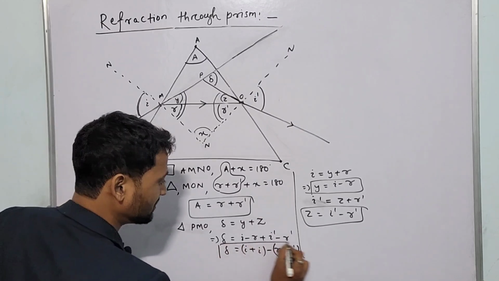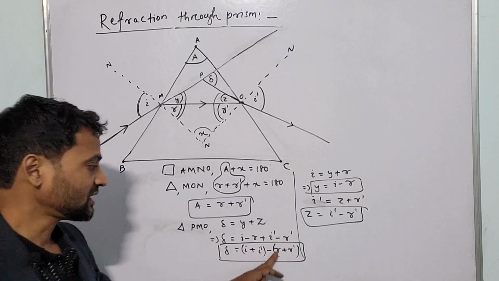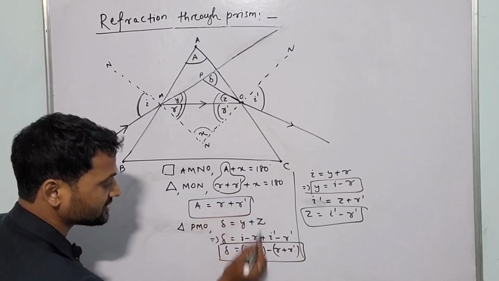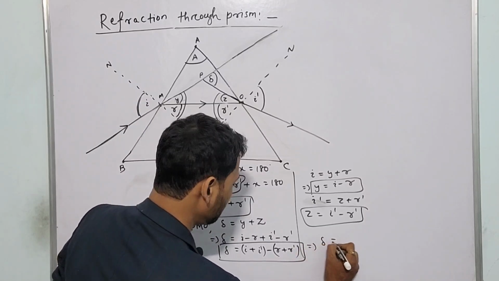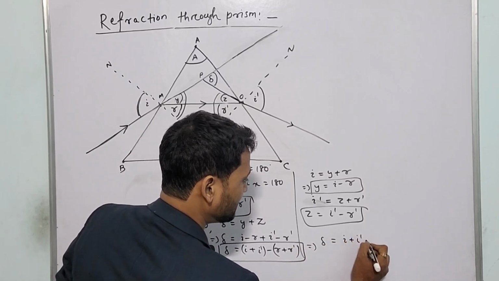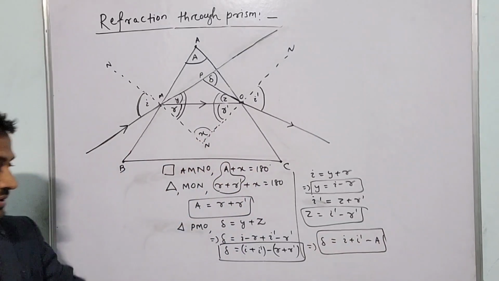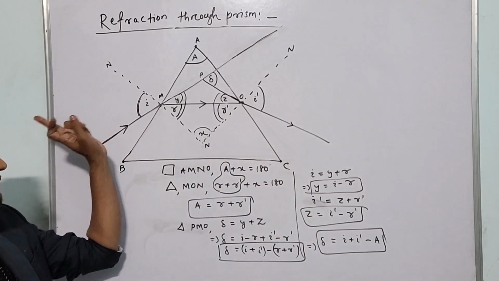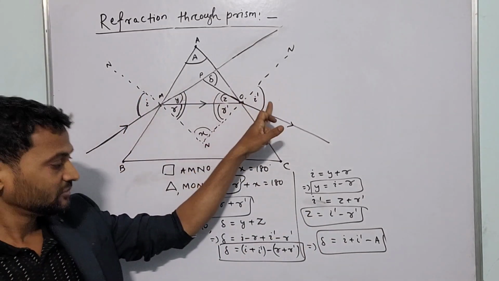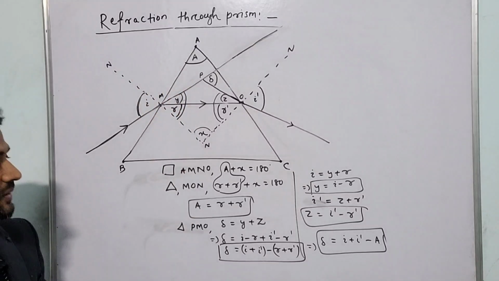So मतलब del का इक्वेशन क्या है? I plus I dash minus R plus R dash. So R plus R dash क्या है? A. So मतलब I can write down del will be equal to I plus I dash minus A. ठीक है. So angle of deviation will be equal to sum of incident angle and emergent angle minus angle of prism. Is it clear? Okay.